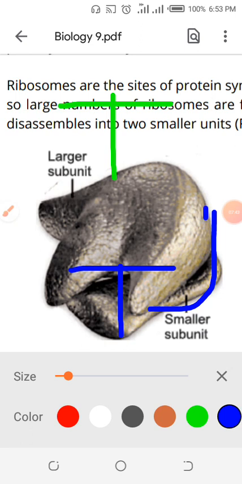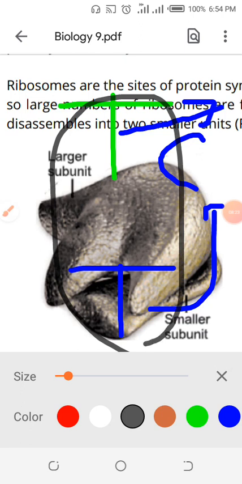What is the transcription? The copy of the message from the DNA to the messenger RNA is called transcription. And translation is the formation of the protein by the ribosomes, in such a way that the messenger RNA, which was copying the message from the DNA, those messages were used to form the protein with the help of ribosomes. These both processes are interrelated with each other.